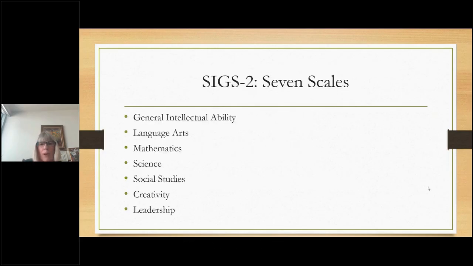So what is the SIGS 2? It consists of 7 scales that are 10 items each. You'll see a list of these scales on this slide. As you can see, there are 4 domain-specific scales: language arts, mathematics, science, social studies, and 3 more general scales: general intellectual ability, creativity, and leadership.